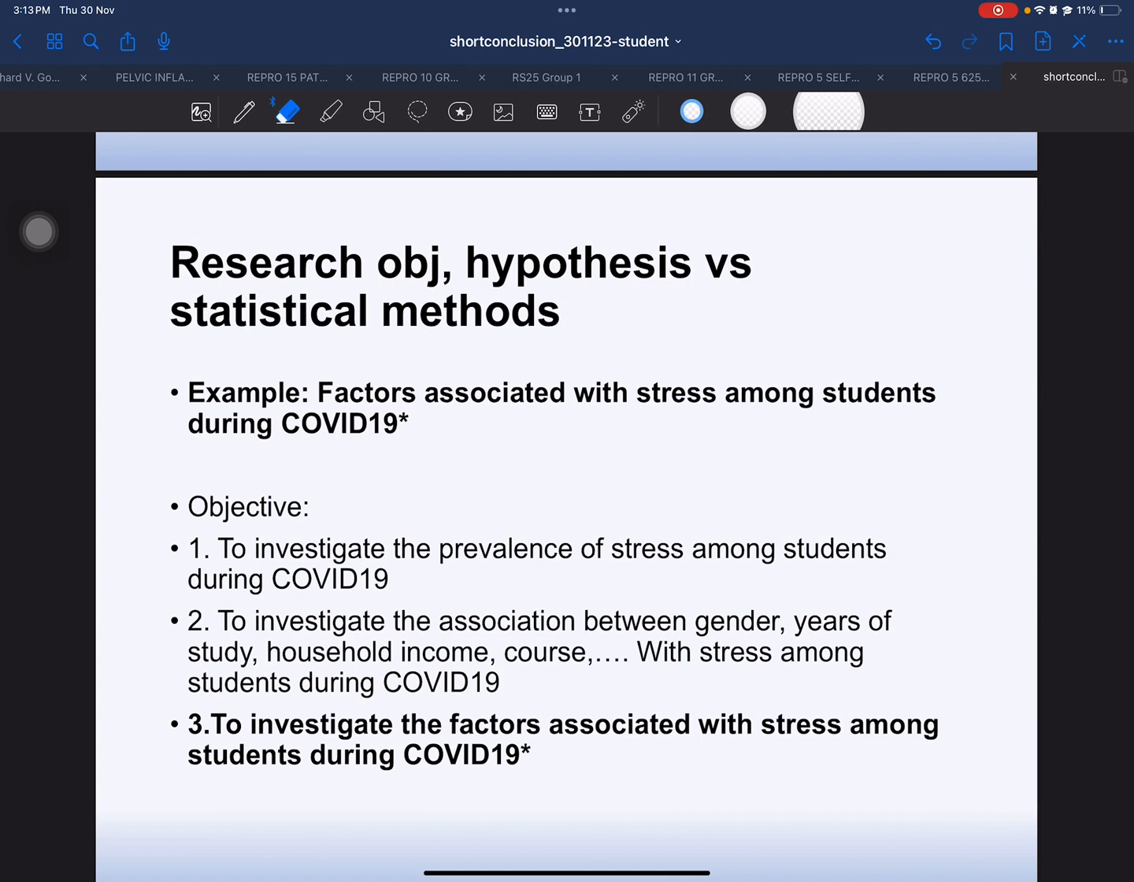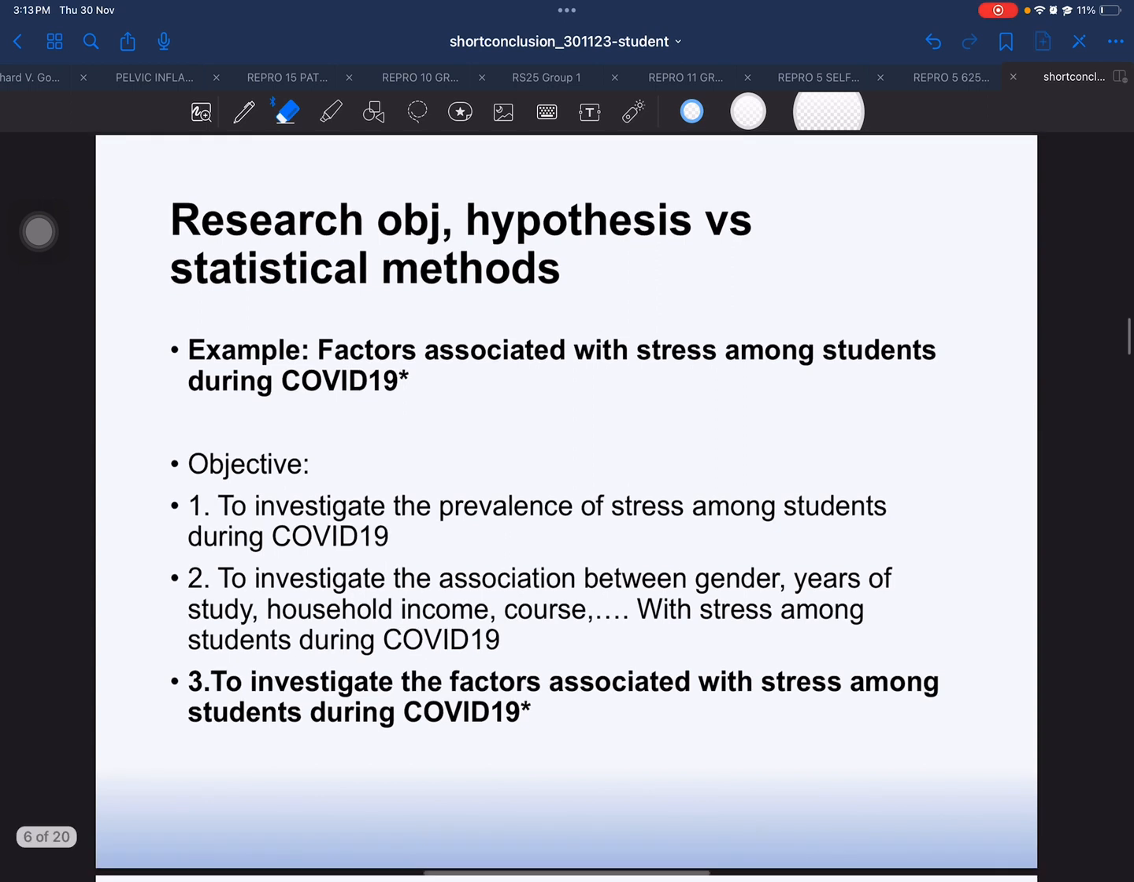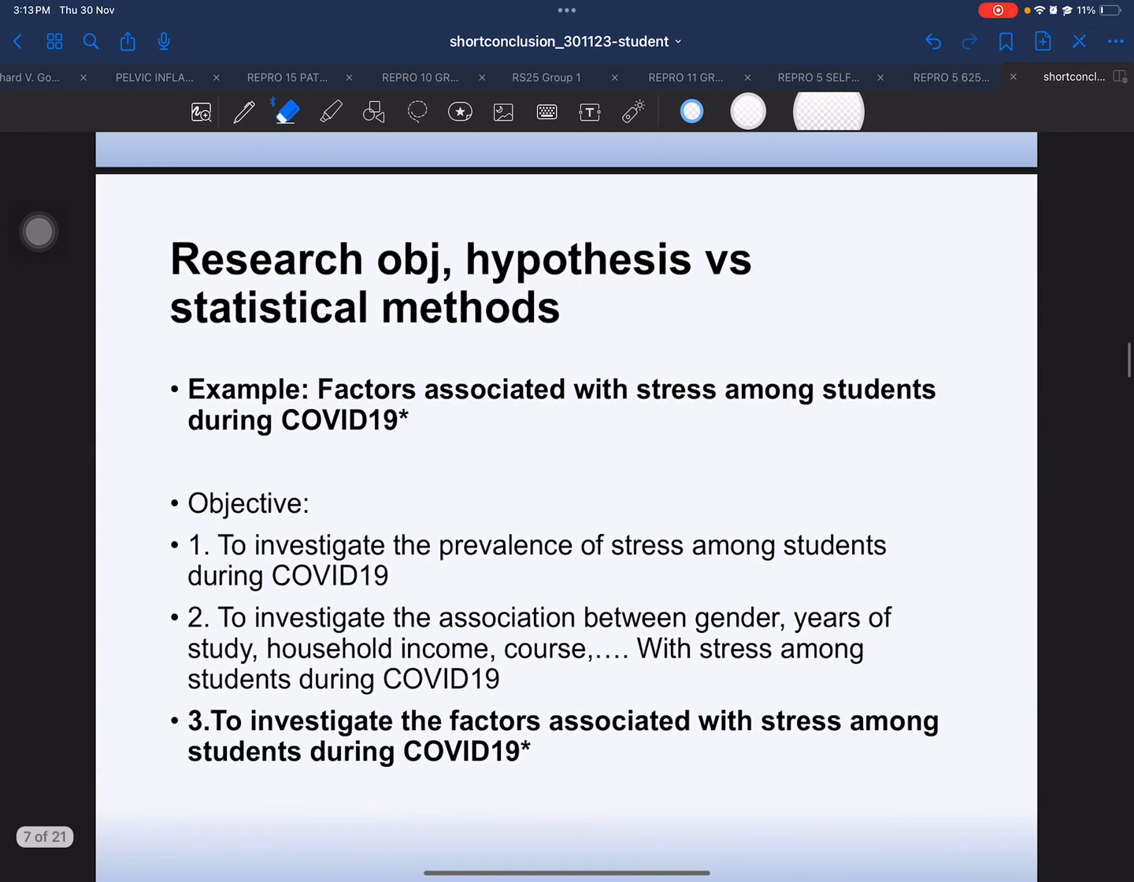Not difficult, right? Okay, hypothesis part. This is all we need to learn. Remember, you see my writing. We are saying prevalence. When you use this word, you are telling people that your dependent variable is categorical data.